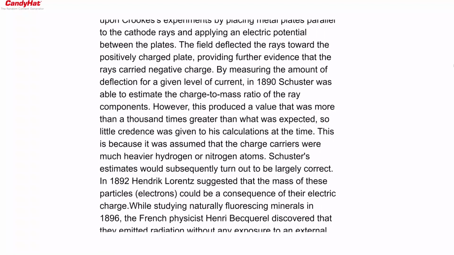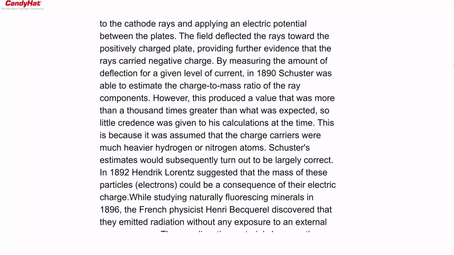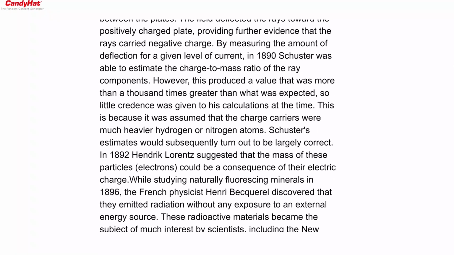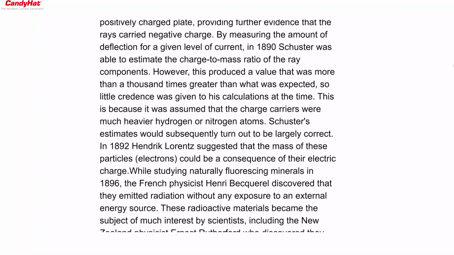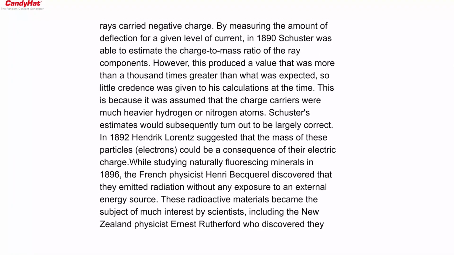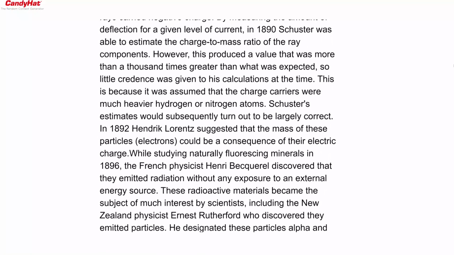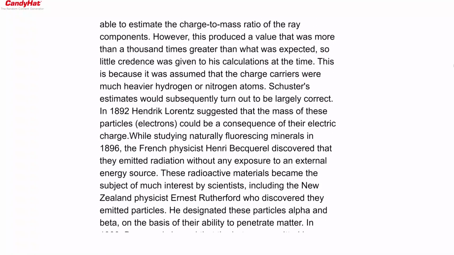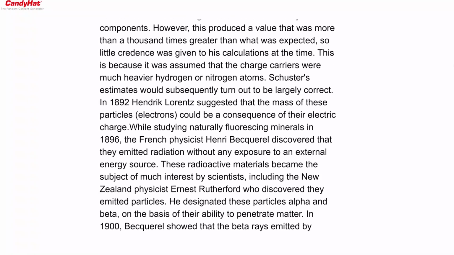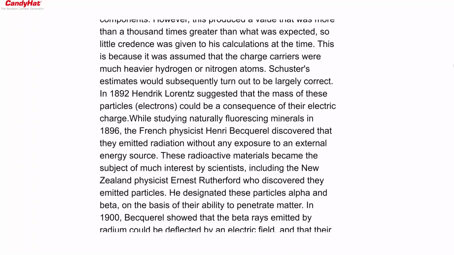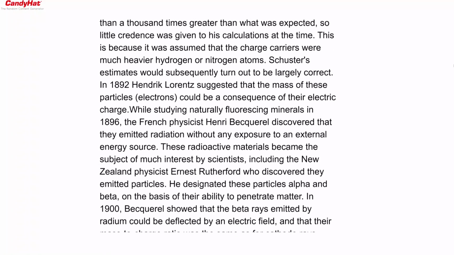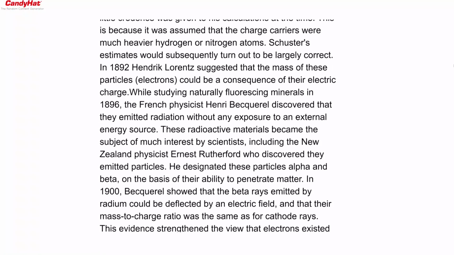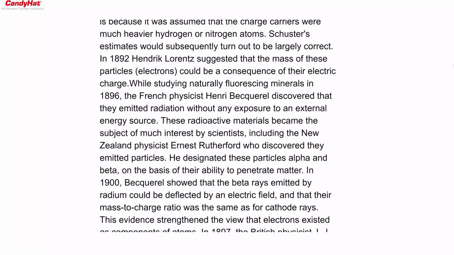While studying naturally fluorescing minerals in 1896, the French physicist Henri Becquerel discovered that they emitted radiation without any exposure to an external energy source. These radioactive materials became the subject of much interest by scientists, including the New Zealand physicist Ernest Rutherford, who discovered they emitted particles. He designated these particles alpha and beta, on the basis of their ability to penetrate matter. In 1900, Becquerel showed that the beta rays emitted by radium could be deflected by an electric field, and that their mass-to-charge ratio was the same as for cathode rays.